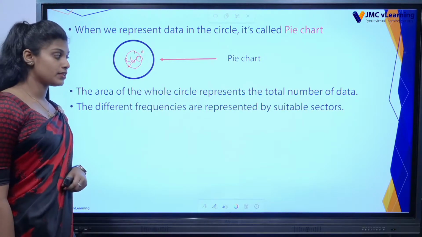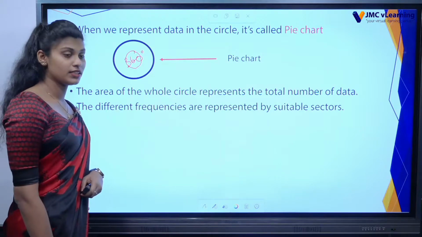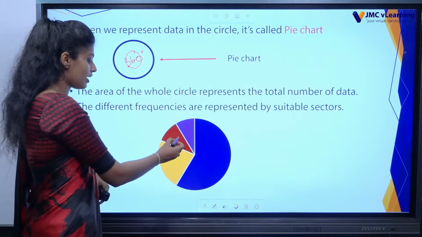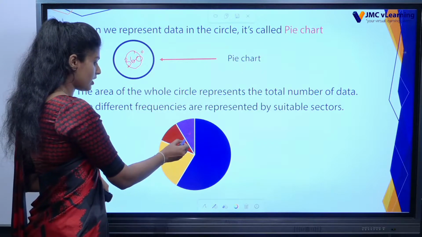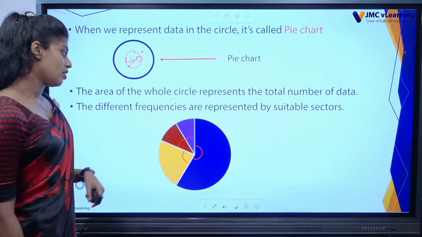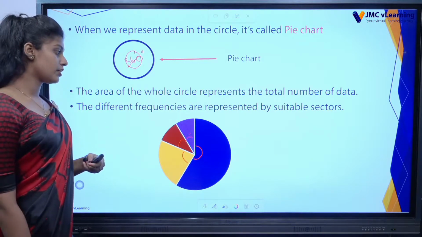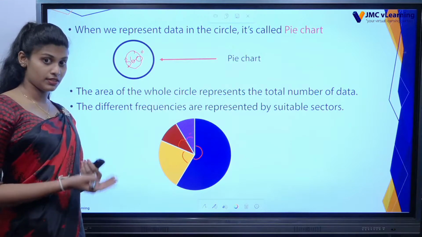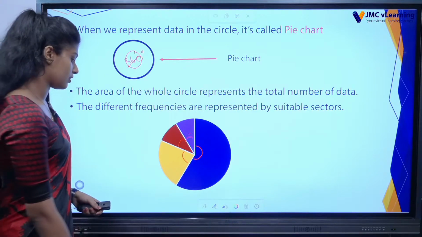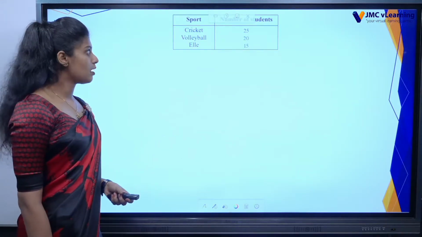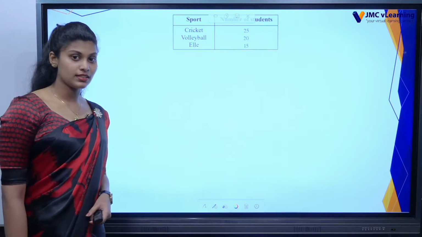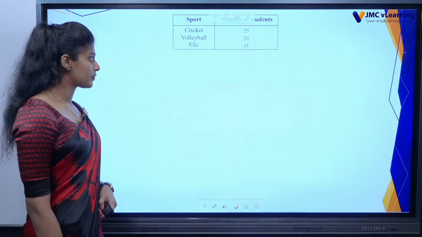The different frequencies are represented by suitable sectors. In this one you can see there are several sectors and the magnitudes are different from each other. By using the different frequencies, this shows the different sectors. Then this is one kind of pie chart. This is the earlier example, the sport and the number of students. Let's represent these data on a pie chart.